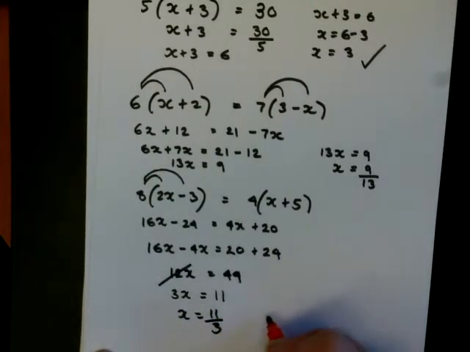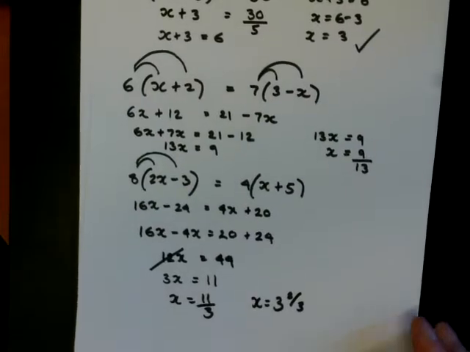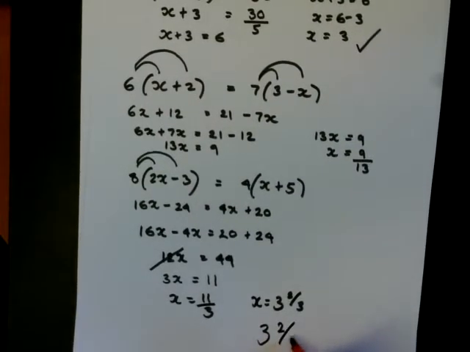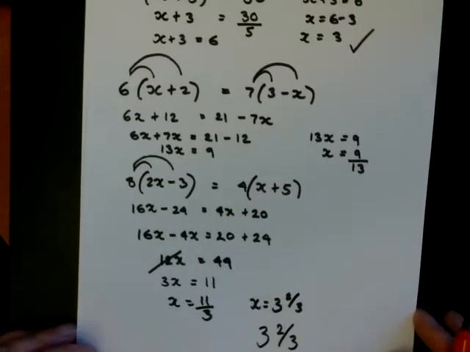3s go into 11 3 times with 2 over. So the answer expressed as a mixed fraction is 3 and 2/3. Okay, so that's dealing with equations where x is inside the brackets.